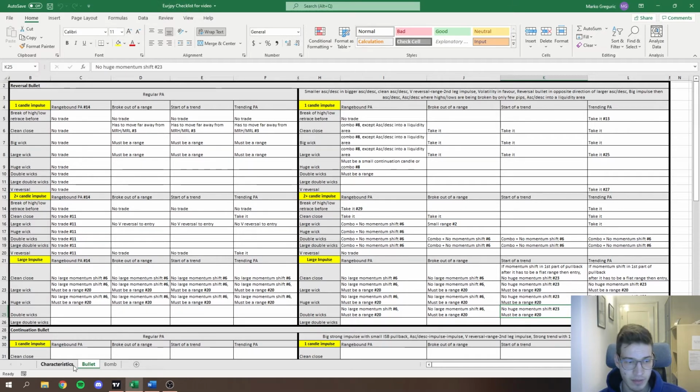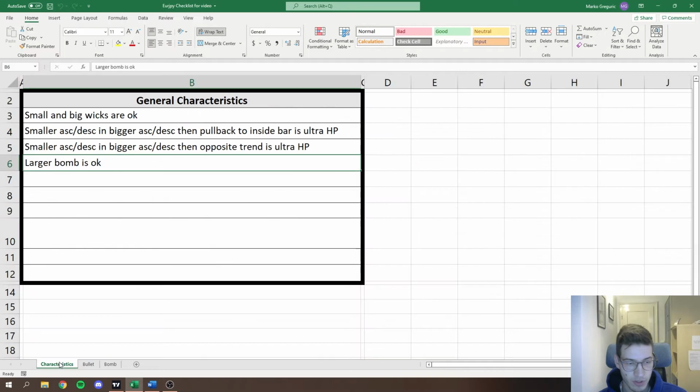I have it divided into 3 sheets. First sheet is called General Characteristics. Those are all of the characteristics for the pair. Of course I have more, but I deleted them because I don't really want to put them online. But I just have some examples for you to see what I mean. First one will be that small and big wicks are okay.